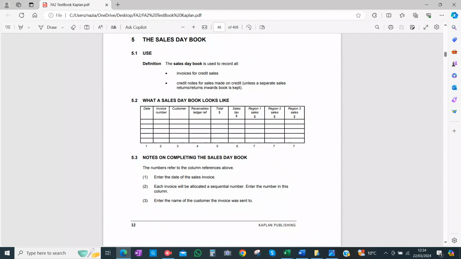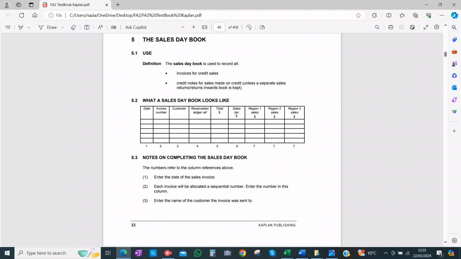So here, if you look at the style of the day book, the first column is date, then invoice number, then customer detail, then receivable ledger reference, then total amount, then sales tax, and they are further categorizing it with respect to region. Like we have discussed earlier, sales could be differentiated as per project, maybe different projects. So here, different regions of the customer. Customer 1 will come here, suppose it's 500, customer 2 will come to the second row, 3 will come to the fourth row, and so on.